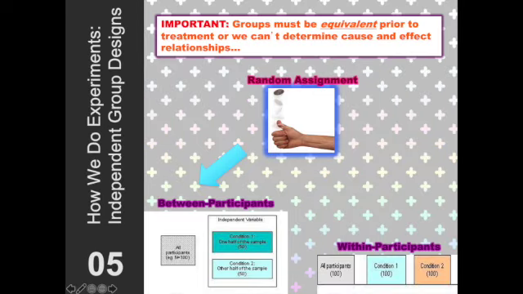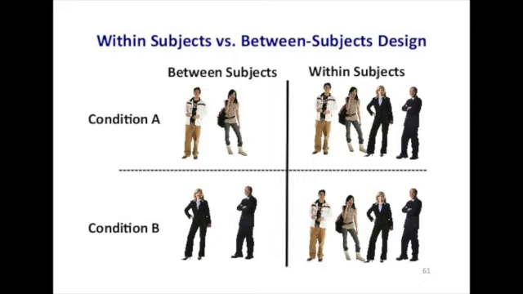So now we're going to look more in depth at how we do experiments, specifically independent group designs, as opposed to dependent group designs, which we talk about in another lecture. Today we're focusing on independent groups. If we cannot make the initial assumption that our groups are as similar as possible at the outset of the study, in other words, if we cannot assume that our groups are equivalent before we expose them to the manipulation of the independent variable, then we can't make causal inferences after the treatment.